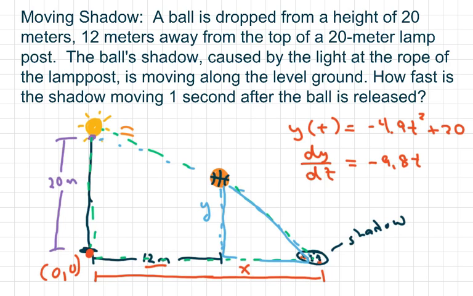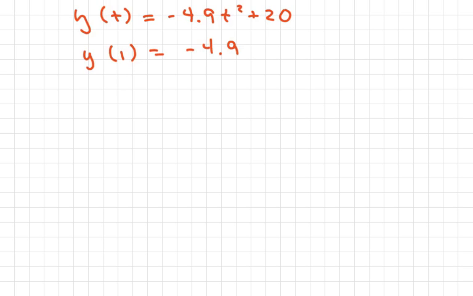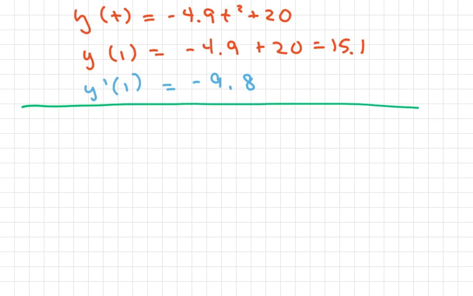Now, when we do y sub 1, I'm going to write this equation on the next slide. When we do y sub t equals negative 4.9t squared plus 20. So at 1, we have negative 4.9 plus 20, which gives us 15.1 for 1 second for the original. And then for the derivative, when we plug in 1, we just get negative 9.8. Now, so that's just information we need to know.